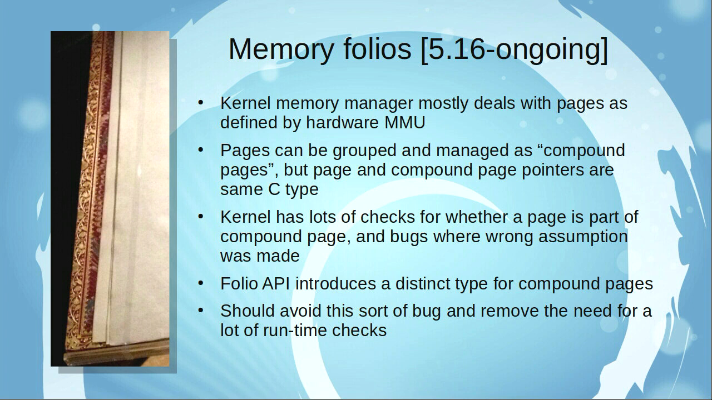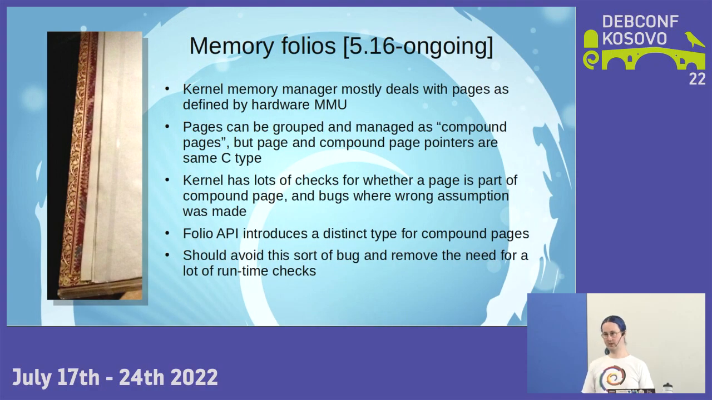And now a kernel internal change, memory folios. The kernel memory manager generally deals with pages of memory as defined by the hardware memory management units. Those are the units used for virtual memory, and depending on the architecture and the configuration, they can be between about 4 and 64 kilobytes. 4 kilobytes is a pretty small chunk of memory these days. Pages can be allocated in groups and managed as compound pages. However, inside the kernel, those will still be referenced as pointer to struct page. There's no differentiation in type until recently, anyway.